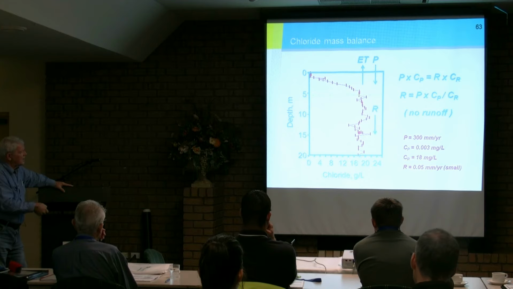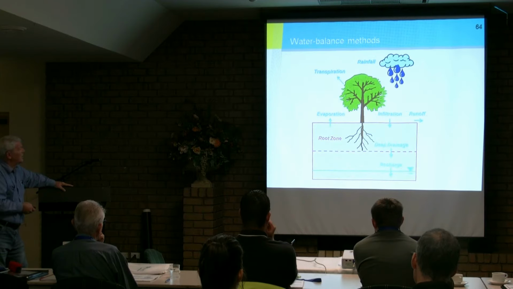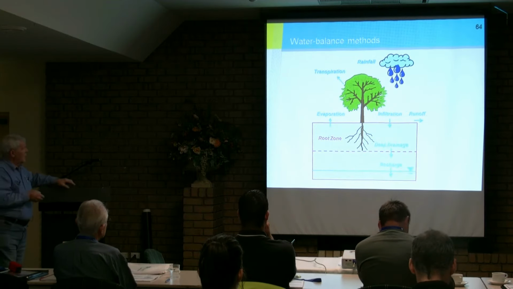And there's an analysis there which says the recharge was in fact about 0.05 of a millimetre per year, even though the rainfall was 300 millimetres per year. So that's just the chlorine mass balance.